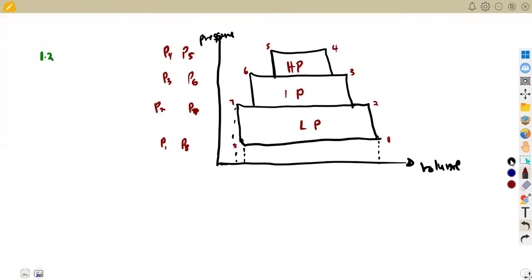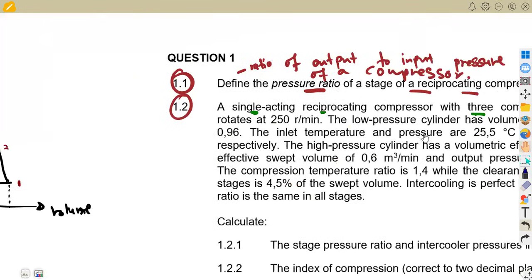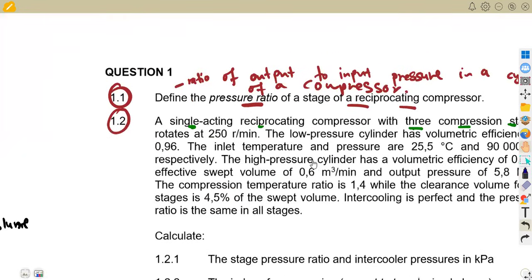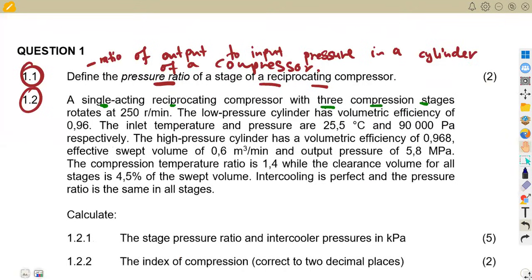So we said X is equal to 3, that is for 3 stages. This is our information that we are given, and it's a single acting. And remember, we are also given the speed. It was 250 revs per minute. So we do not know when and how we are going to apply this speed, but whenever it is used, we are supposed to be very, very careful on our information. All right, so this is it.